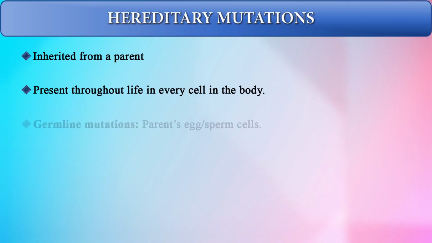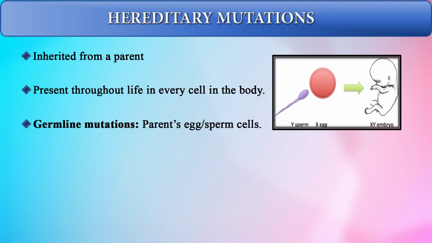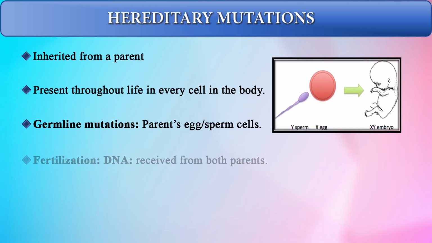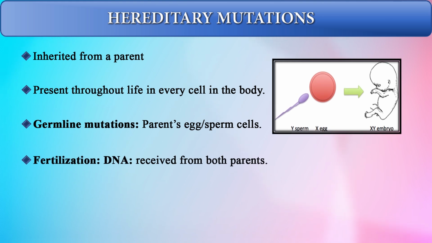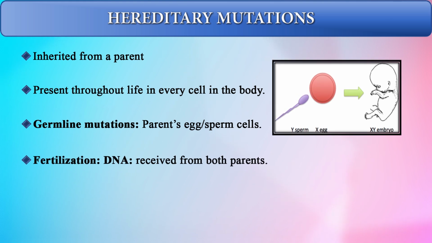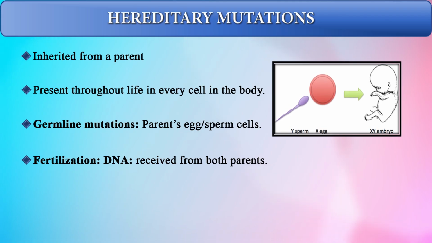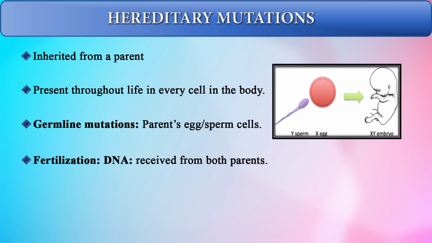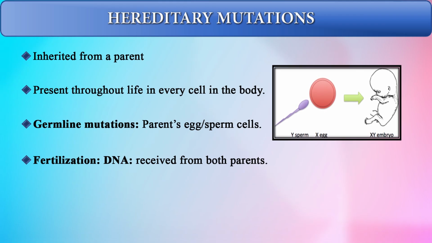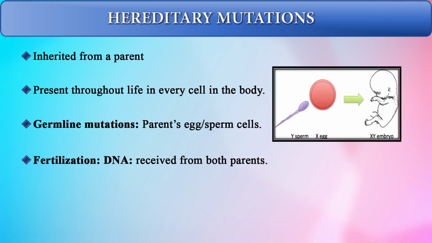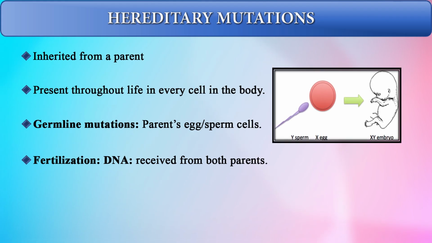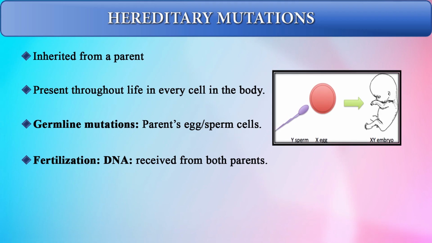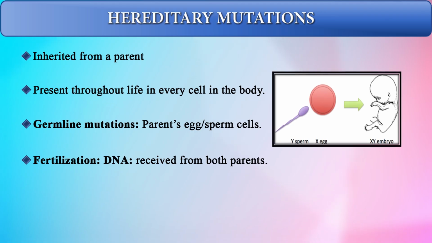The germline mutations are in the germline, carried through the parent's egg or sperm cells, and during fertilization the DNA is received from both the parents. The X chromosome comes either from the mother or from the father, and the Y chromosome comes from the father, from the sperm. Therefore when both unite, you find XY, which is a male fetus, and you can find XX, which is a female fetus or the embryo which is developed.